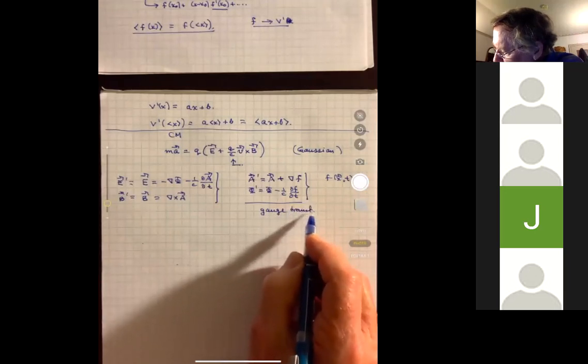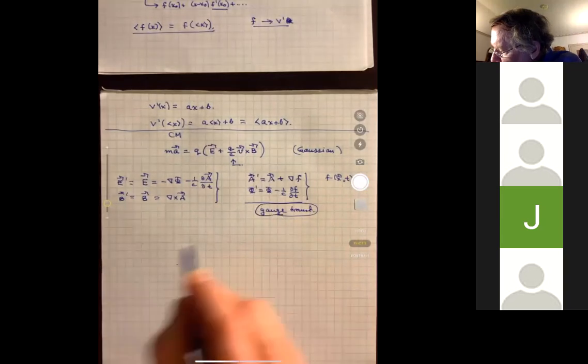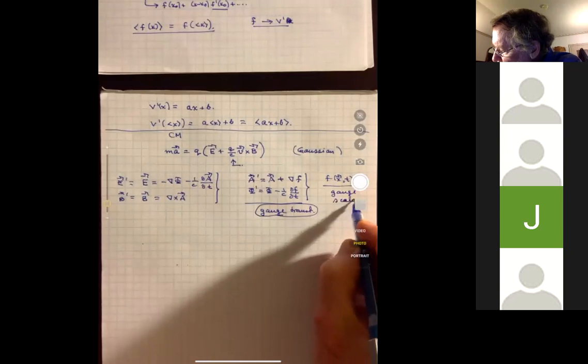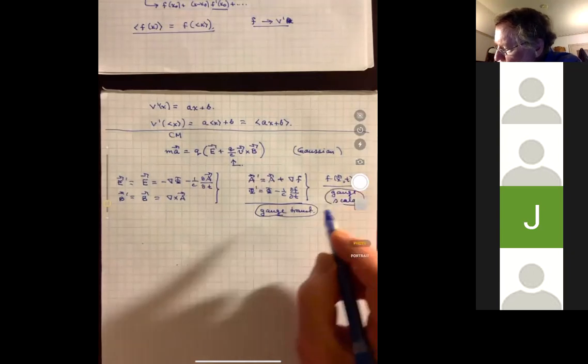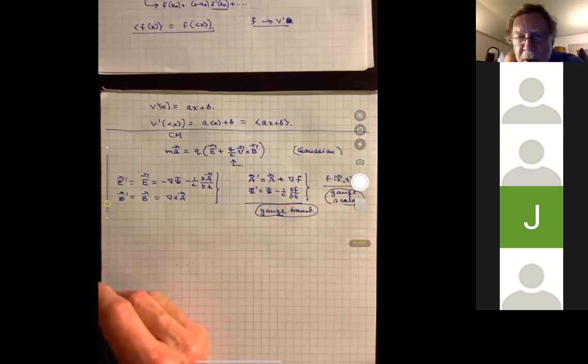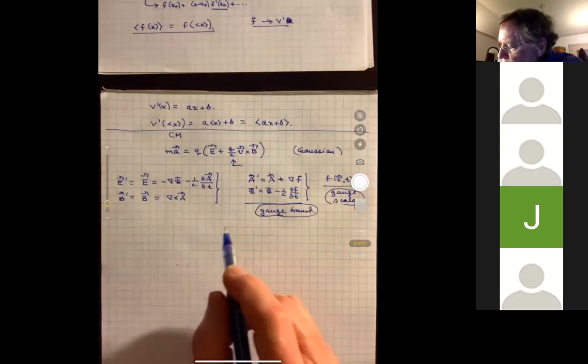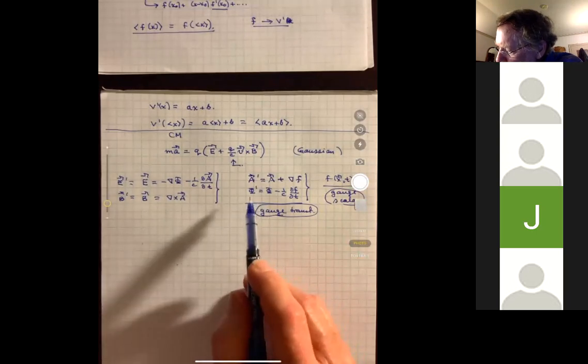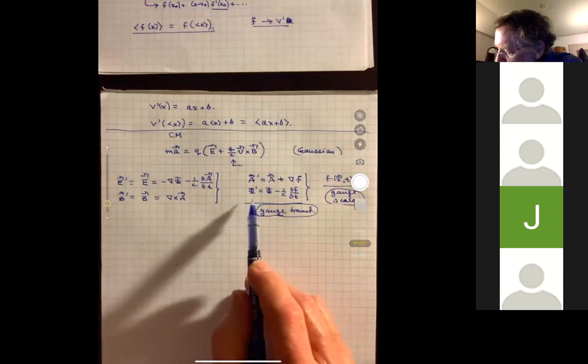But the potentials do change. This F, by the way, is what I'll call the gauge scalar. This is the scalar which induces the gauge transformation. I'm assuming you're familiar with all of this from your course on E&M. But let me make one further point, which is that there is a certain way of thinking about this which is useful.